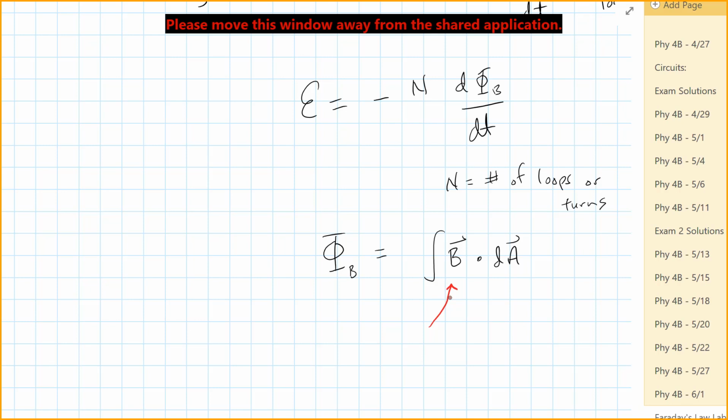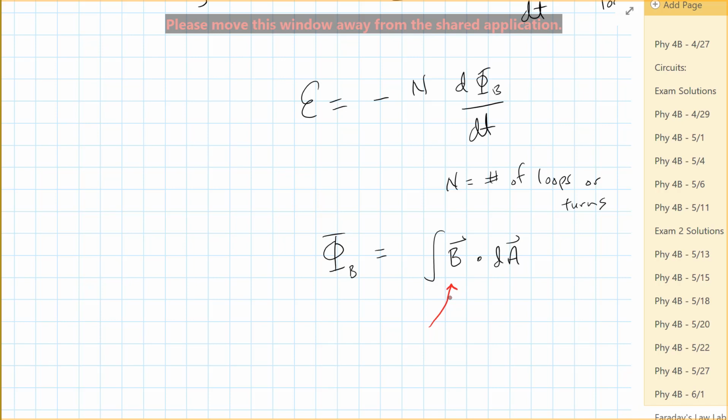I moved the magnet away. I decreased the magnetic field there. That caused the magnetic flux to decrease. What else could I change? I could change the area, right?